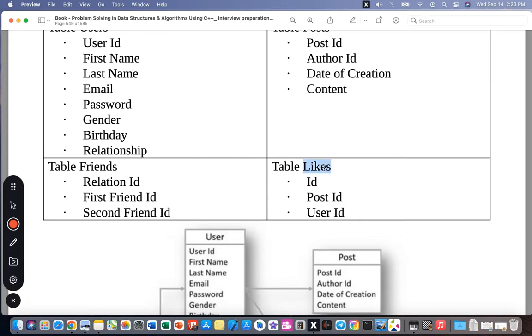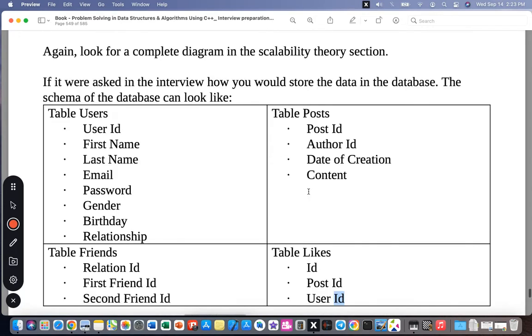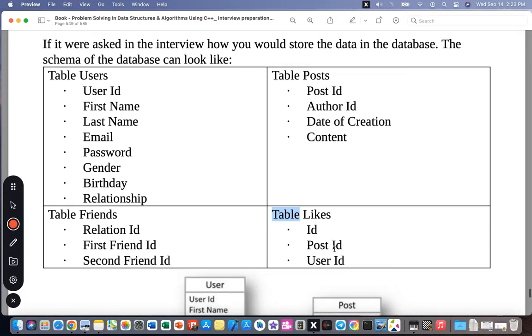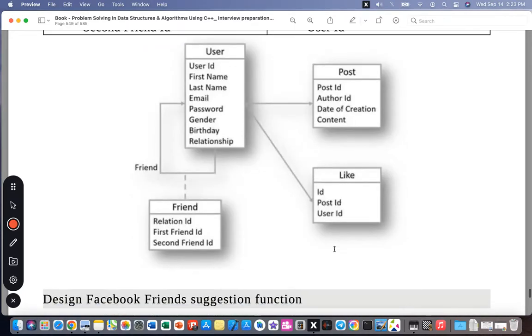ID for the like, ID for the post, and ID for the user. So we have a table for users, a table for friends, a table for posts, and a table for likes. And the bullets are the columns, all right? And here's the same thing and how they are connected to each other.